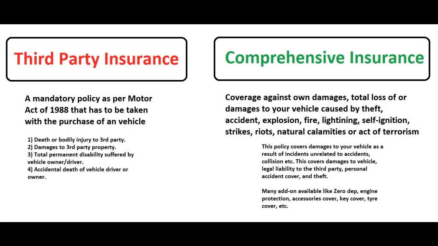Now coming to comprehensive insurance. Comprehensive insurance provides coverage against own damages, total loss of vehicle, theft, accident, explosion, fire, lightning, self-ignition, strikes, riots, natural calamities, or act of terrorism. So you can see there is a huge difference between a third party insurance and a comprehensive insurance. So what are these actual differences?